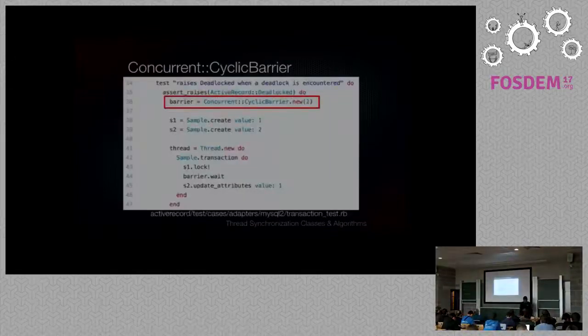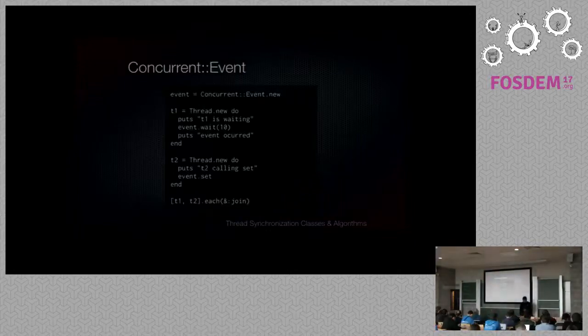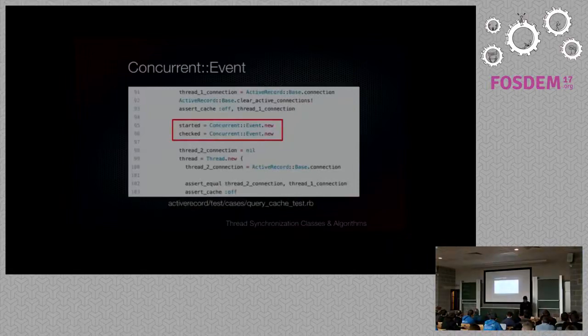So this is a Rails source code example which is using cyclic barrier. The MySQL transaction test is using it. Next, concurrent event. It's an old school kernel style event, and again, 2 threads can use this concurrent event. Once the event gets executed, the other thread will get to know, and then the other thread will execute. Till that time, the other thread will wait. So this is Rails source code which is using concurrent event.